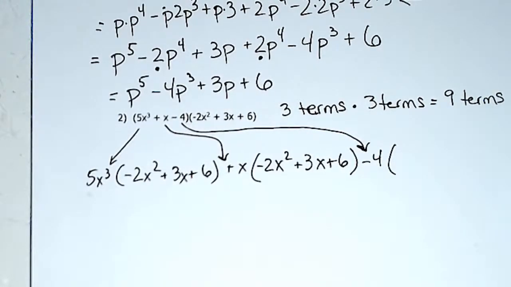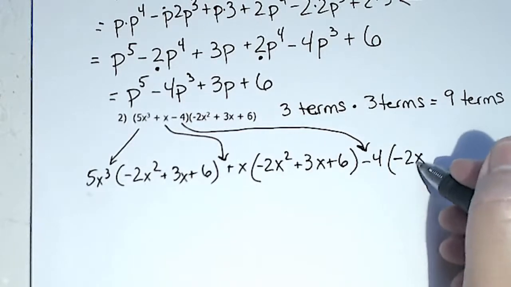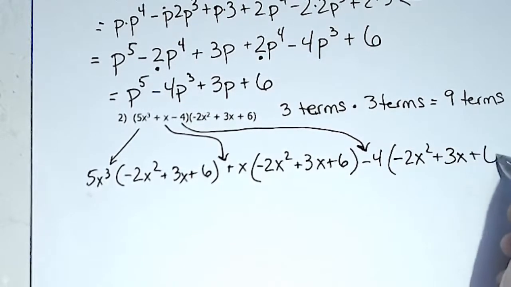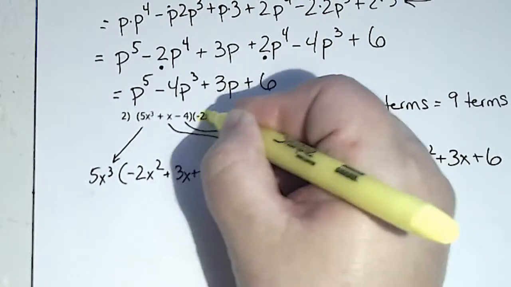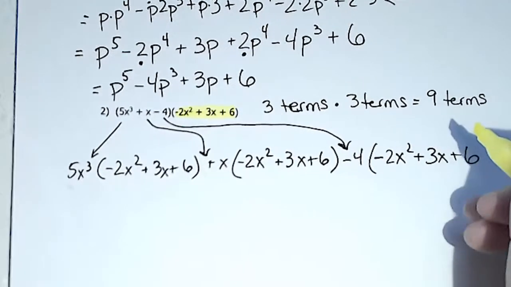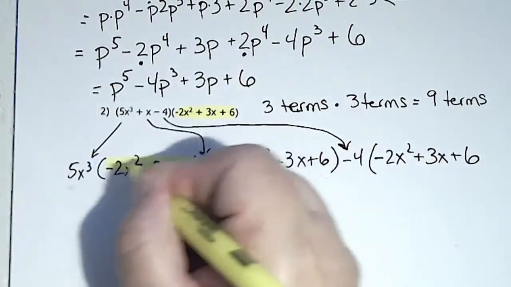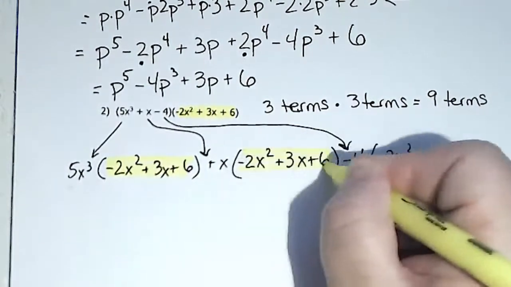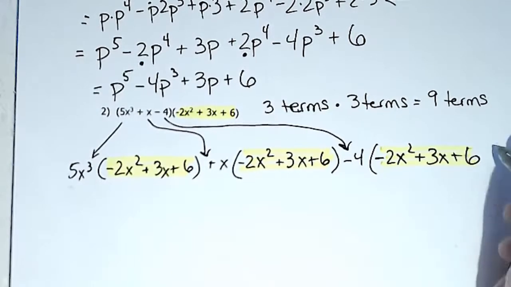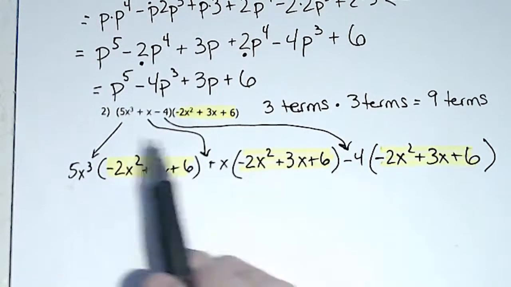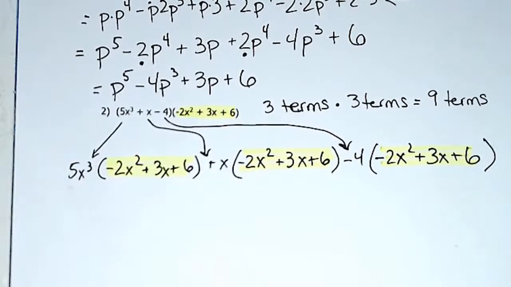Minus 4 is the last term of the first trinomial times the whole second trinomial. The second trinomial gets repeated all the times. I think I forgot an ending parenthesis. Sorry about that. Okay. So now that we have broken down the initial trinomial into its little parts, now we let them go visiting, or use the distributive property.